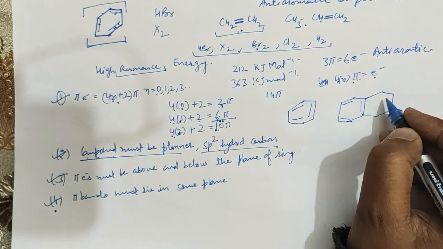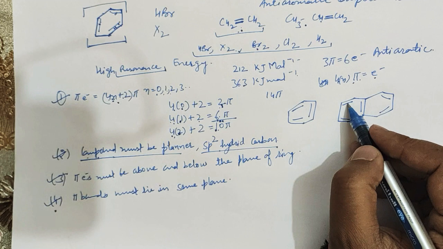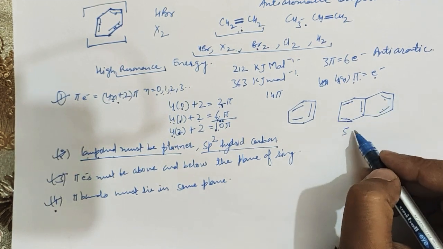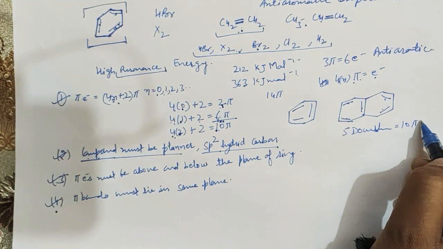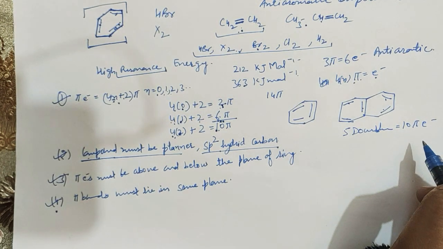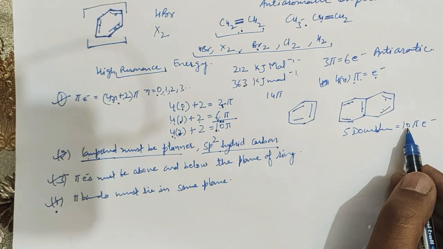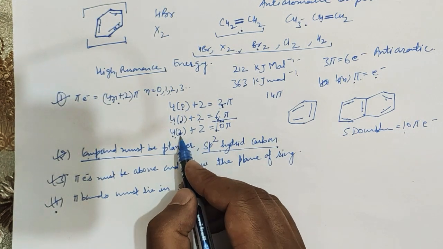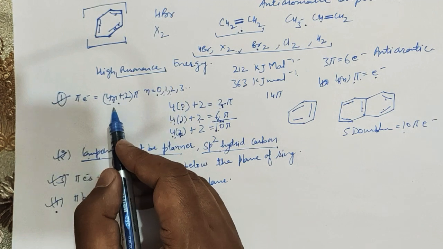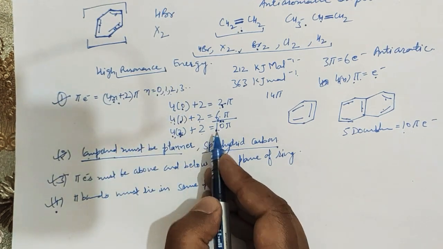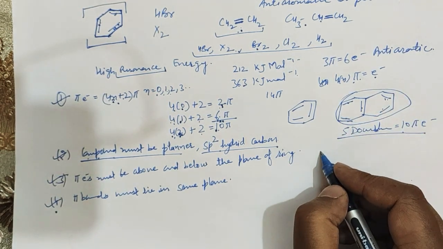Suppose this is the compound, this is called naphthalene. So there are 1, 2, 3, 4, 5 double bonds. 5 double bonds means there are 10 pi electrons. And how will you identify these 10 pi electrons? These 10 pi electrons are identified by putting the value of n as 2. So when the value of n is 2, there are 10 pi electrons and this compound is aromatic.